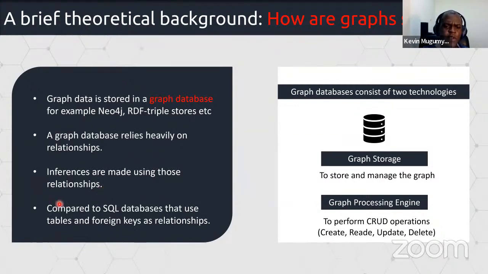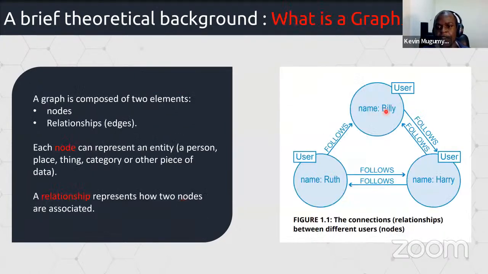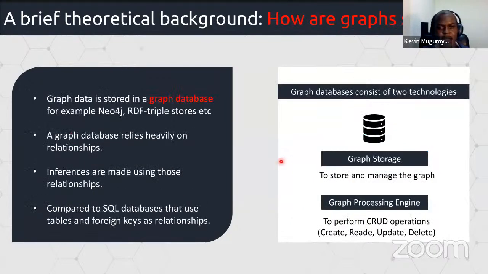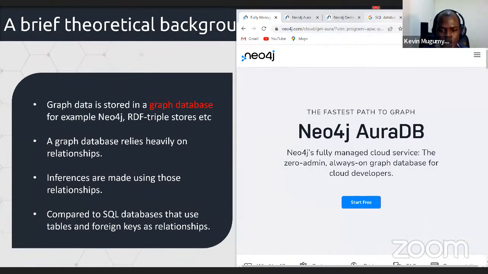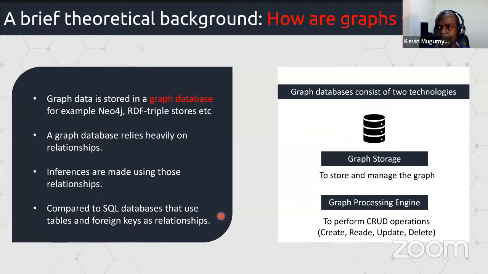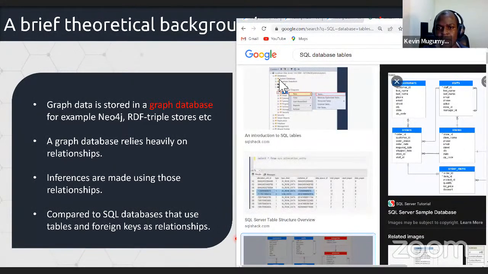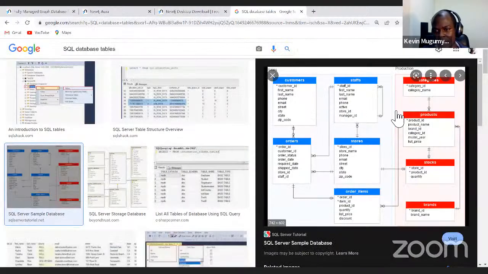So compared to SQL databases, which is the older architecture of databases, it doesn't store things using nodes and edges. It stores things using tables. And that's a bit complicated to actually visualize, and I can quickly demonstrate that. So we have a quick SQL database here, and it stores information as separate tables.